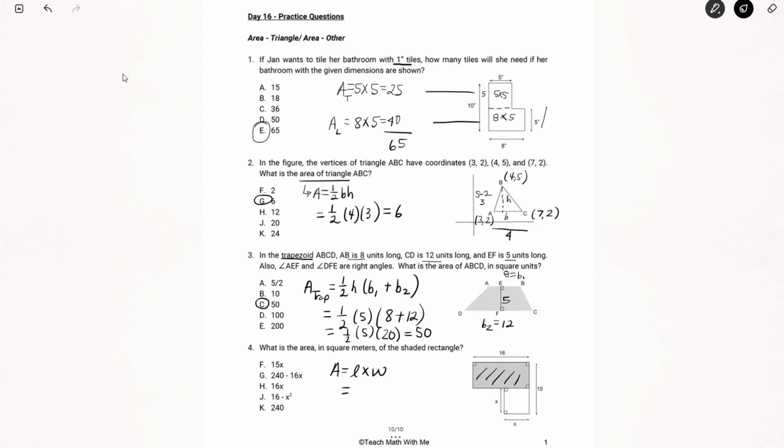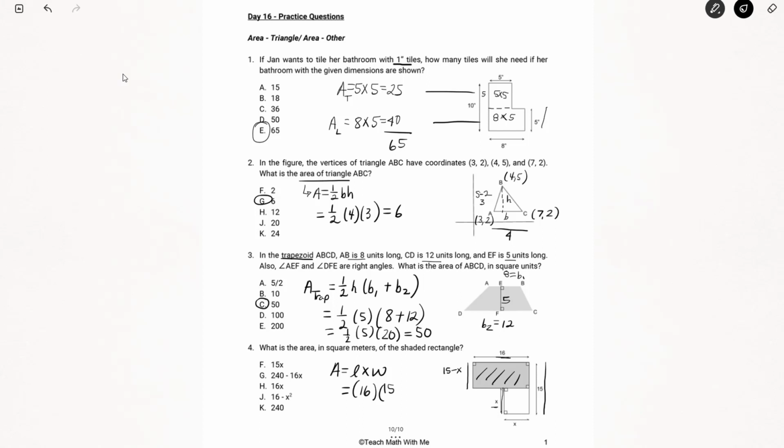Looks like we have the length here of 16, so I can plug that in. What about my width? Well, I'm given the total width of 15 of this total irregular figure, but over here I'm given this value of x, this length up to the shaded region is x. So that would make sense that the length of the shaded region is just going to be 15 minus x.